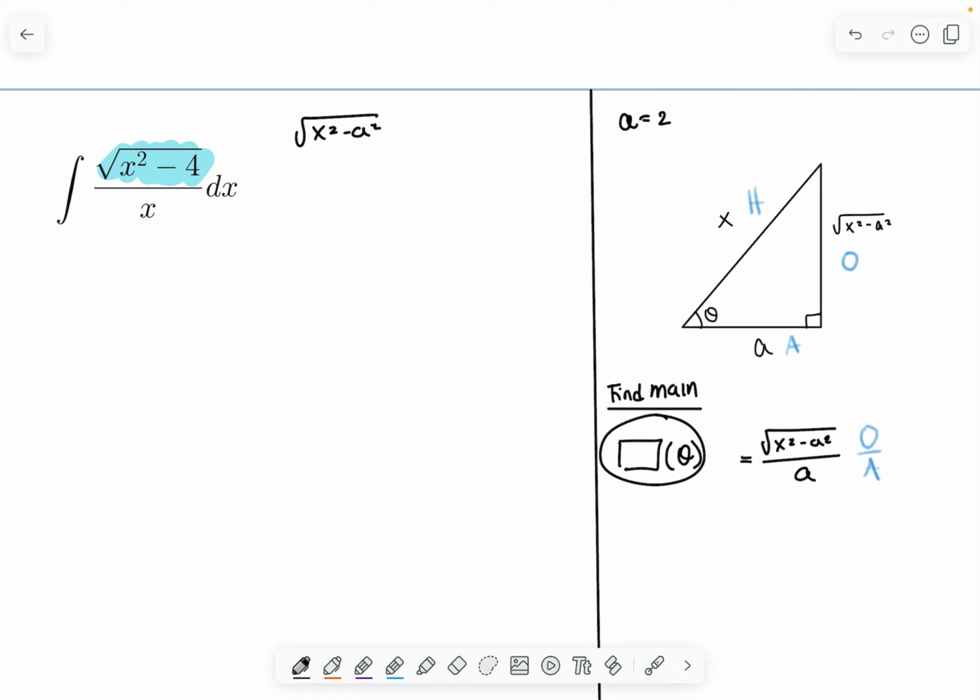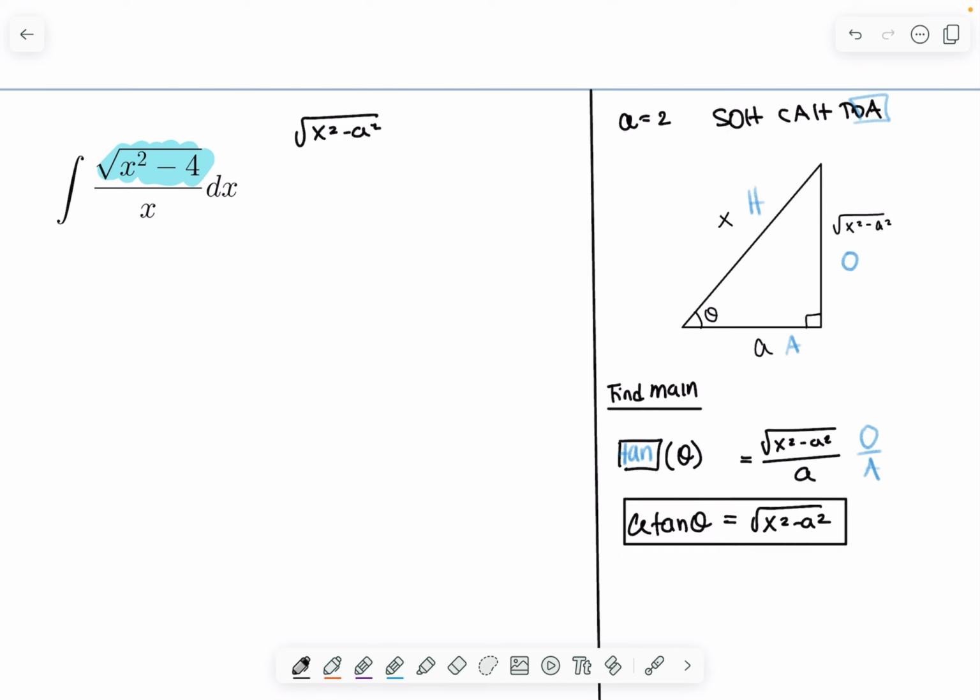So then to figure out what goes here, I like to do SOHCAHTOA. And I ask myself, okay, which one is going to give me opposite over adjacent? Tangent. So the answer here is that tangent of theta is going to give me opposite over adjacent. But the goal is I want to get this in terms of theta. So what I can easily do is just multiply by a on both sides, so I can get this by itself. So that becomes a tangent of theta is equal to the square root of x squared minus a squared. And that's my first substitution.